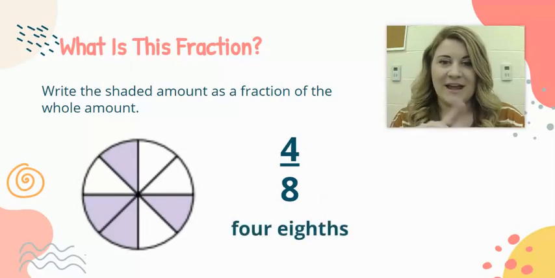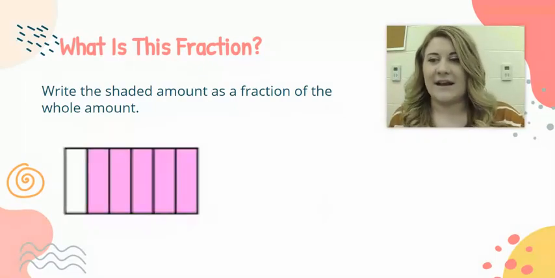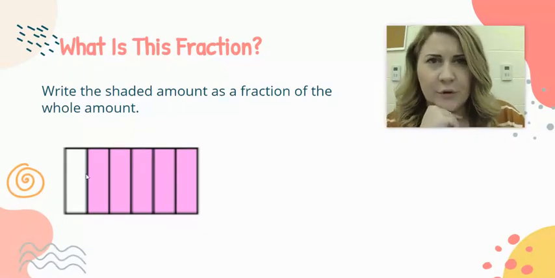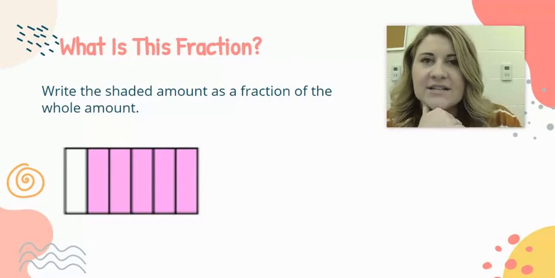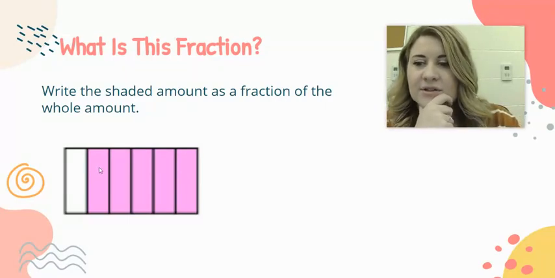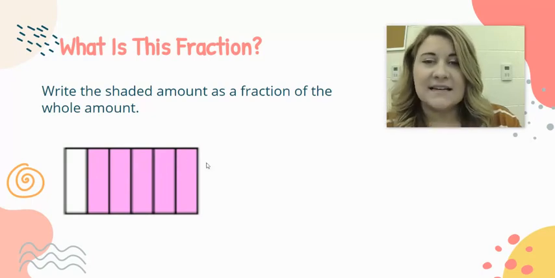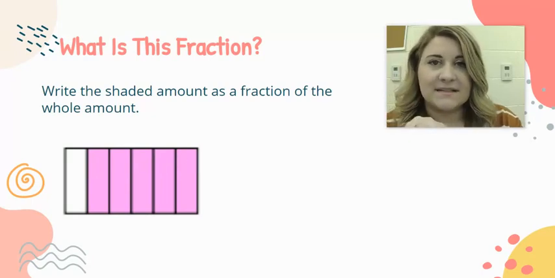We're going to do one more together, and then we are done. All right. We have this rectangle divided into how many pieces? What is my denominator here? The total. The bottom number. What is my total here? I have 1, 2, 3, 4, 5, 6. 6 is my denominator because there are 6 pieces total.